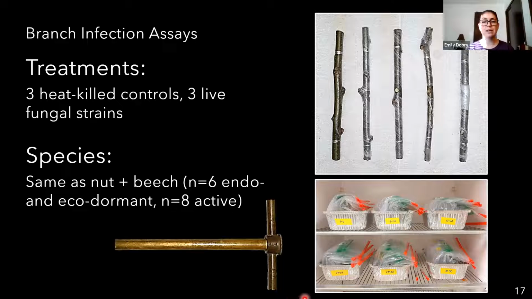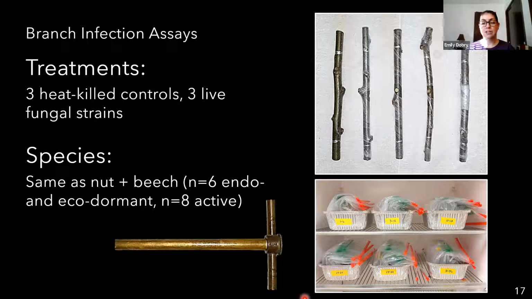So here we again had the same species that we utilized for our nut infection assay: the red, pin, and white oak, and the American, Chinese, and hybrid chestnut. But we also included beech. Although we were not able to include them in our nut infection assays because there wasn't a crop for it that year, we did want to be able to more fully describe what might be occurring within the Fagaceae family. So we included them for our branch assays.